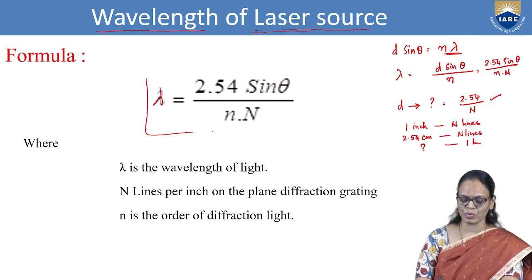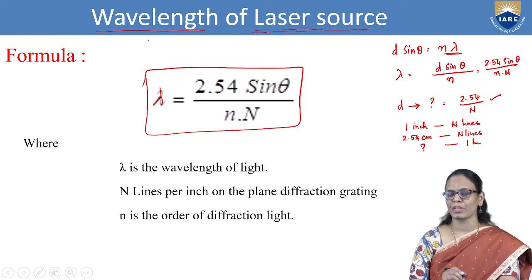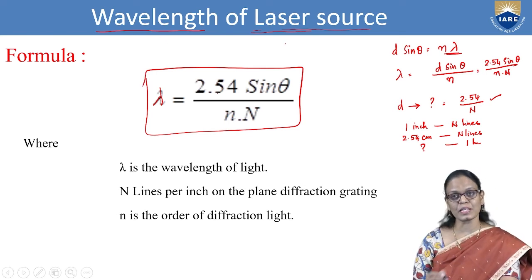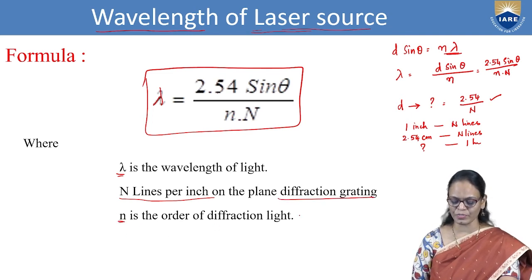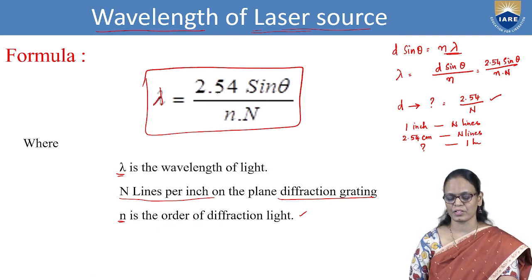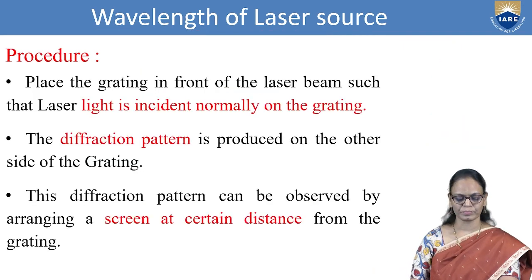So we are going to use this formula to calculate the wavelength of a laser source of light using diffraction grating. So lambda is the wavelength. Capital N here represents the number of lines on the plane diffraction grating. And small n is the order of the diffraction of light. What is the order of the diffraction? We may get first order n is equal to 1, second order n is equal to 2, and so on.